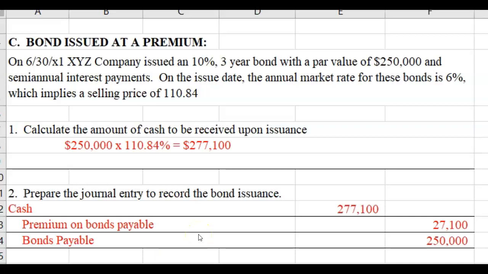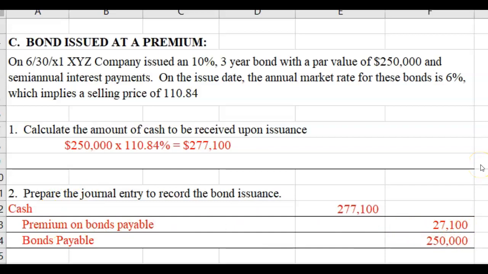The cash received from the issuance of these bonds is $277,100. That's the par value of the bond, $250,000 times 110.84%. The journal entry to record the bond issuance, then, is debit cash, $277,100, credit bonds payable, again for the full par value of the bond, $250,000, and we need another credit to get this journal entry to balance. So credit premium on bonds payable, $27,100.